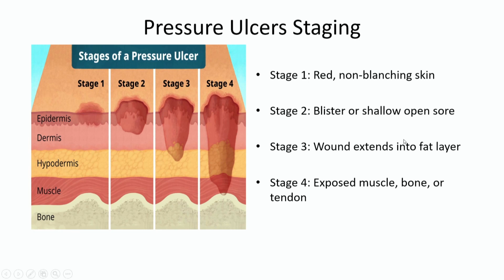Pressure ulcer stages you can see here in this slide. Stage 1, stage 2, 3, and 4. What is this? This is the epidermis, the skin layer. This is the dermis. This is the hypodermis. This is the muscle, and this is the bone. So this is the skin structure. What happens? First stage is the epidermis: red, non-blanching skin.